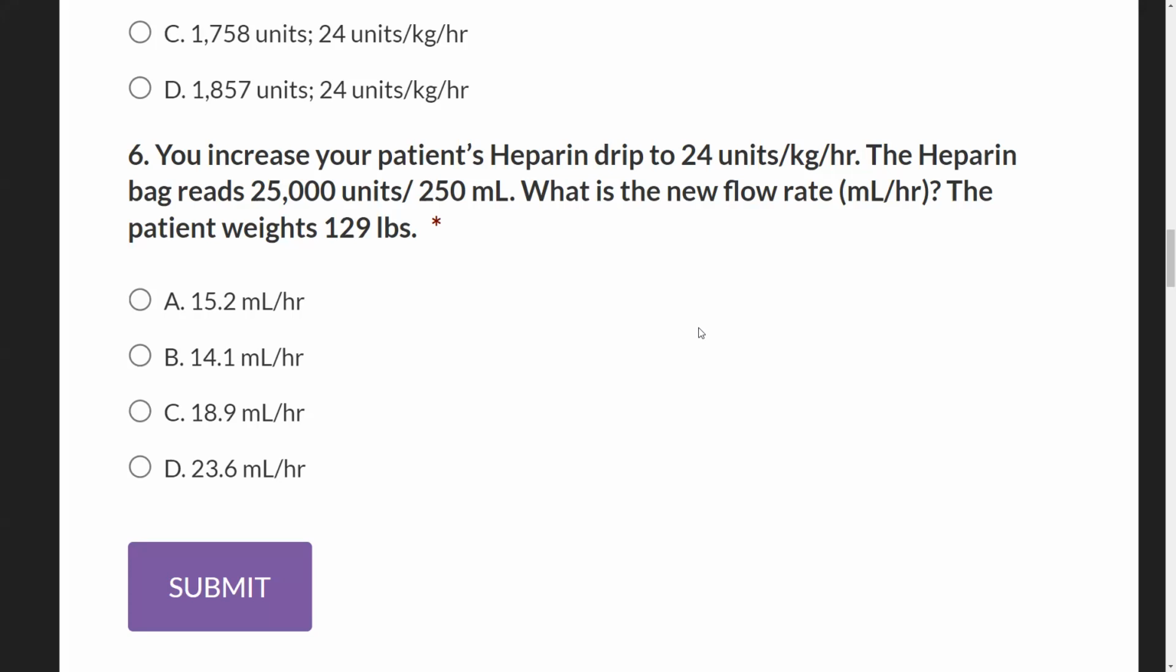All right, what did we get? B, 14.1. Great. Everybody was able to get to B? Yes. Anybody not able to get to B? Okay. So let's go over the steps.